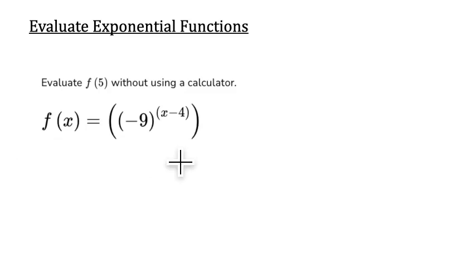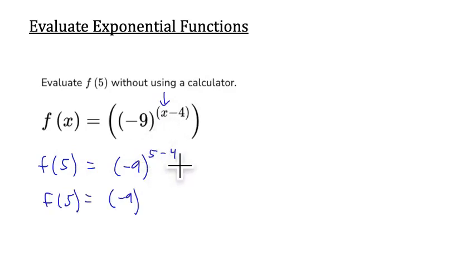Here we have an exponential function, and we're going to evaluate it when the input is 5. So to find f of 5, we replace the x with 5 because the input is 5. And since 5 minus 4 equals 1, we just need to figure out negative 9 to the first power. So f of 5 equals negative 9.